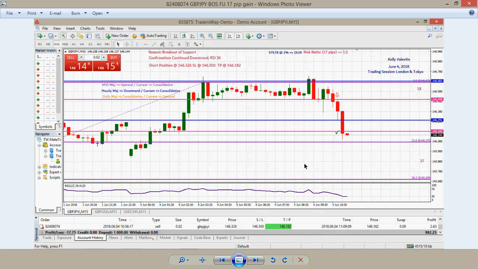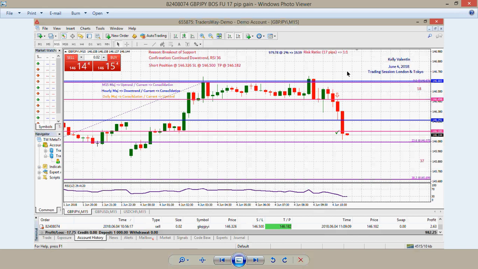This particular trade right here was a trade where I gained 17 pips. It was a British pound Japanese yen trade, and as you can see, the market was in consolidation right here. It started to go into a downtrend. I entered into the trade on this candlestick right here, and I had set my take profit at this candlestick right here. And then I like to have my trade details down here so I can refer to everything. So if I need to transfer this over into a Paint application or something and mark it up, then I can do that if I need to.